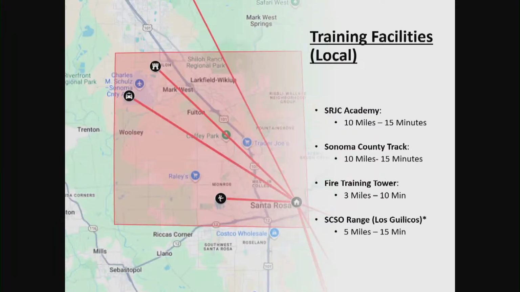All right, these are the training facilities that we have local to us. We do have the SRJC Academy. They have a range, a mat room. They have a smaller EVOC course. The problem, again, is just the volume. Their range uses what's called frangible ammunition. That's very specific. It has to be purchased specifically to use at their range.